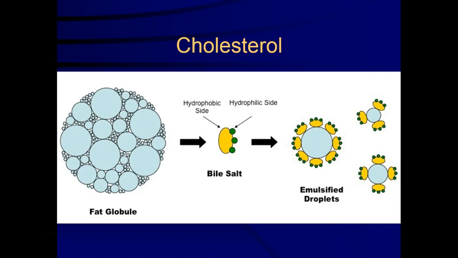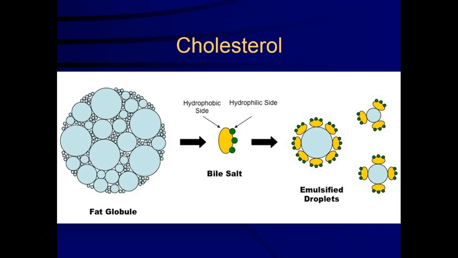Right? So here's a great little picture. You can see our bile salt has a hydrophilic side and a hydrophobic side. The hydrophobic side will bond to the fat globule, and then, of course, the hydrophilic side bonds to water, and it pulls out those little fats. And we get an emulsification, which makes it much easier for the enzymes to digest them.